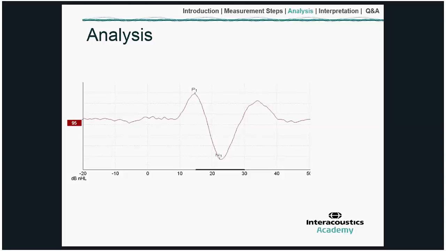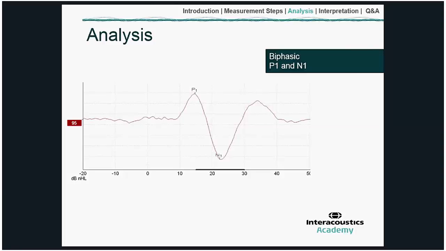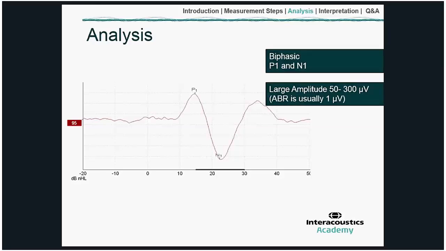So we've seen the patient and we've recorded the cVEMP from them, and we've marked the waveforms. So what are we actually going to be looking at when we have this waveform? Well, there's two real things which we're going to be looking at, the P1N1 complex. So what we can see is that this is normally a large amplitude response.